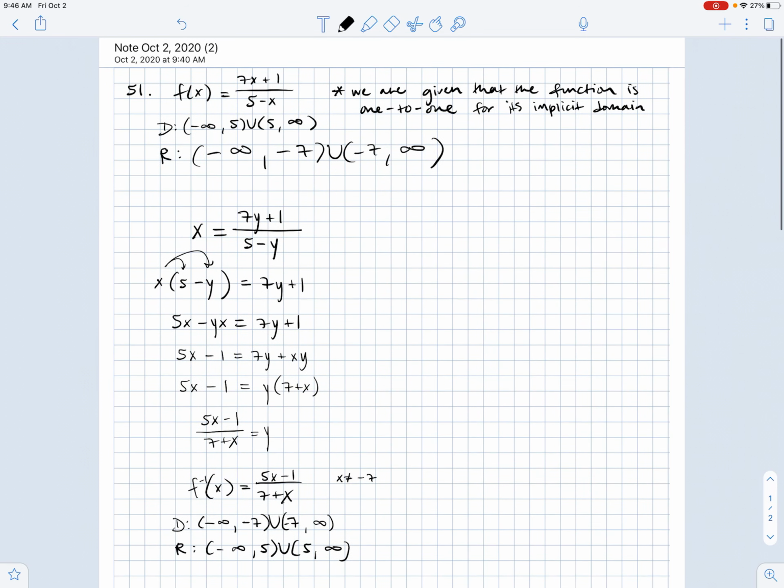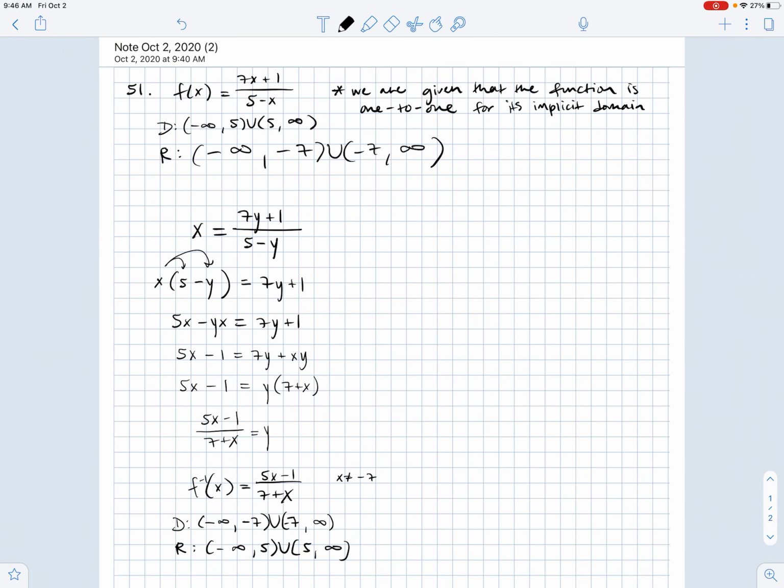So again, because we were given that this function is 1-to-1 for its implicit domain, I knew I could just go through the process of finding the equation of the inverse, and the domain of the inverse would be the range of f of x. And then the domain of f of x is the range of f inverse.